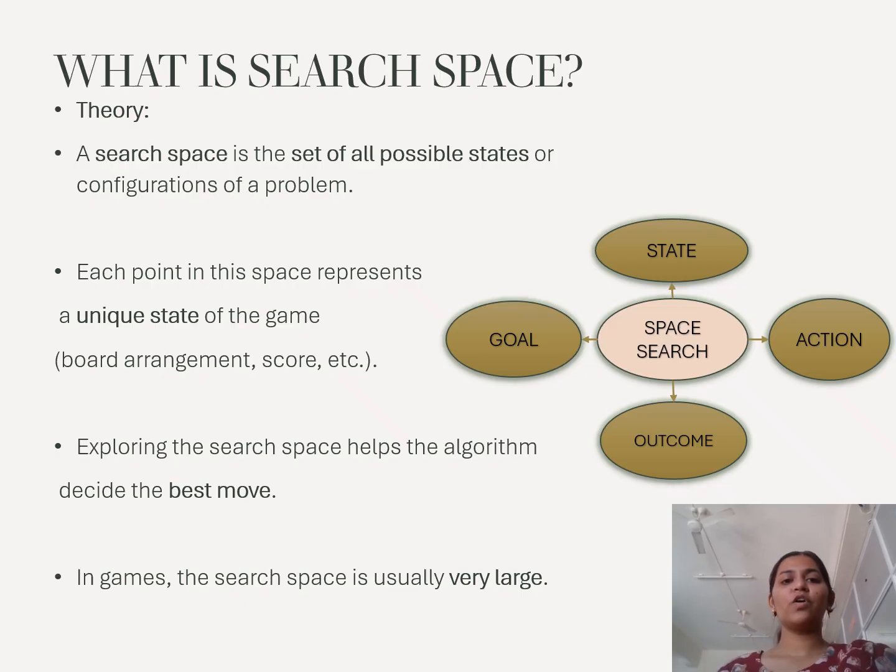So let's learn what a search space is. A search space is a set of all possible states or configurations of a problem. Each point in the space represents a unique state of a game. A search space has four main elements: state, action, outcome, and goal. Exploring the search space helps the algorithm decide the best move. In games, the search space is usually very large.